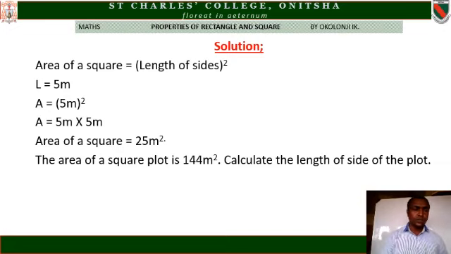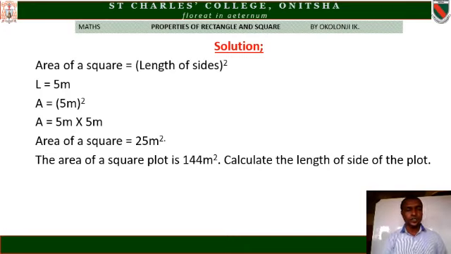Now let's go into the working proper. Area of a square is equal to length of sides raised to power 2. In the question, you can find out that the length is equal to 5 meters. Substituting it into its proper form, you have area of a square is equal to 5 meters raised to power 2, which will give you 5 meters times 5 meters, which will give you 25 meters raised to power 2. So the area of the square in this solution is equal to 25 meters raised to power 2.